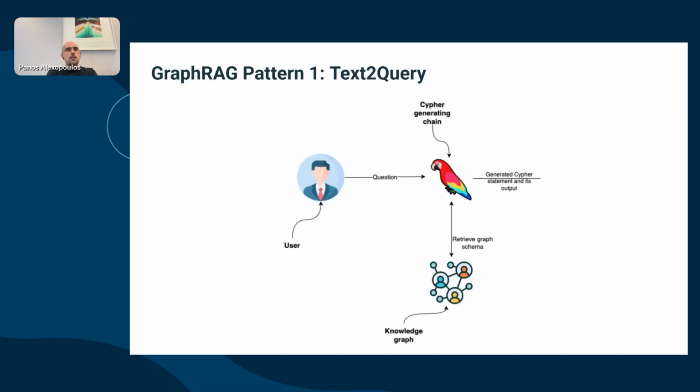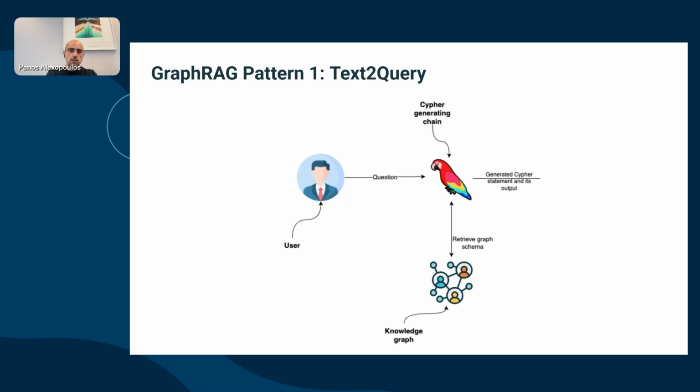Now, there are several variations of GraphRAG, but the two basic patterns that we have seen being used are as follows. The first pattern is called text to query. Here, we have a user posing a question. And what the system does is that it retrieves from our knowledge graph its schema, so only its schema, not its data, which means the type of nodes, the labels, the properties, and the relations, and uses the schema to transform the question into a structured query.